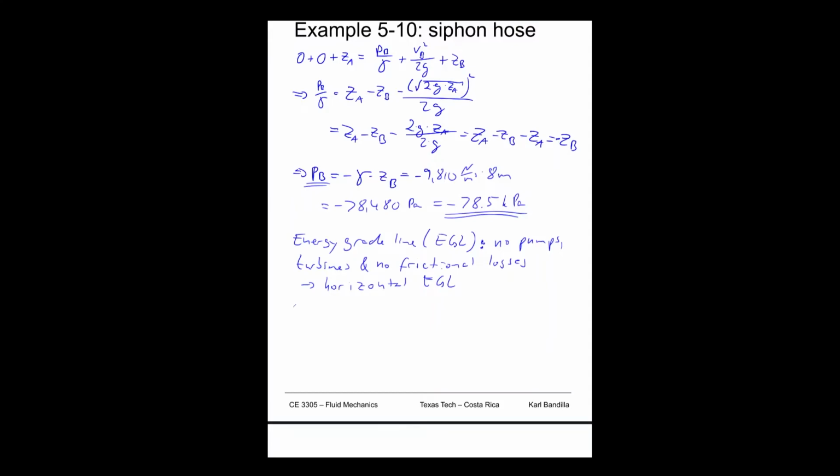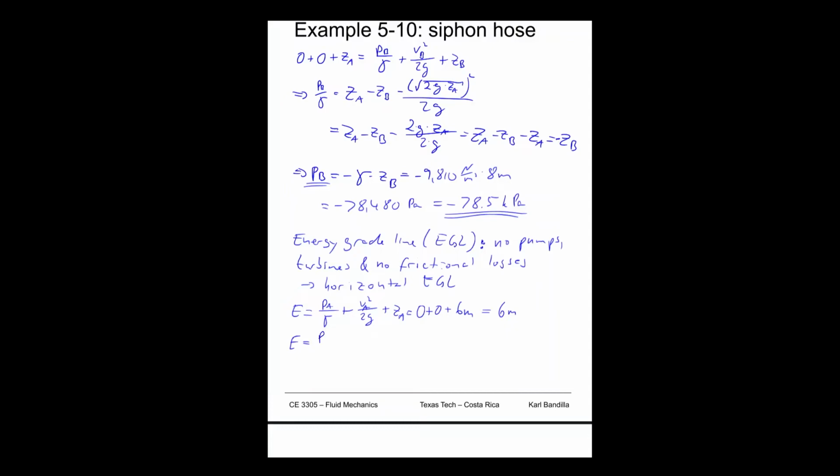So what we can do, we can just write E, and we can choose any point. Let's just do point A, for instance. PA divided by gamma plus VA squared over 2G plus ZA. Well, we know pressure is 0, velocity is 0. That leaves us with 6 meters for the height. So overall, my energy grade line is going to be at 6 meters, a head of 6 meters. Now, just for the fun of it, let's make sure we get the same value everywhere else.